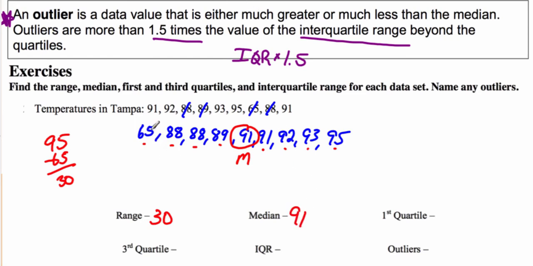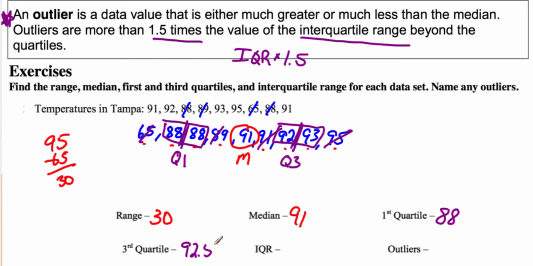And then go ahead and find the lower half. Here I have 88 and 88. But halfway in between 88 and 88 is 88. So that's my first quartile. I'm going to do the same thing up top. I've got 92 and 93. So halfway in between 92 and 93 is 92.5.